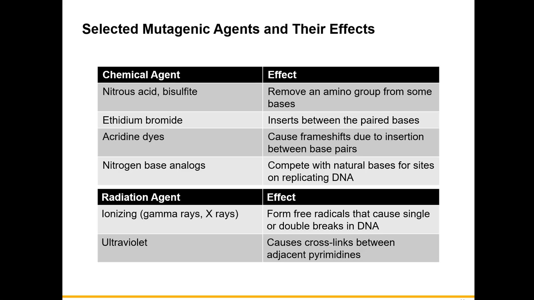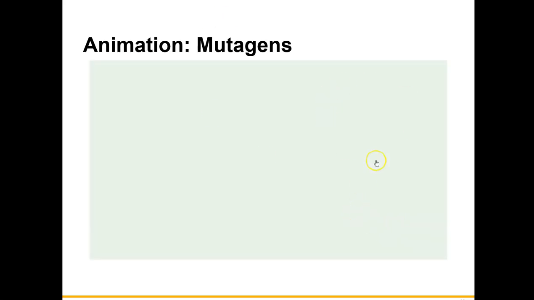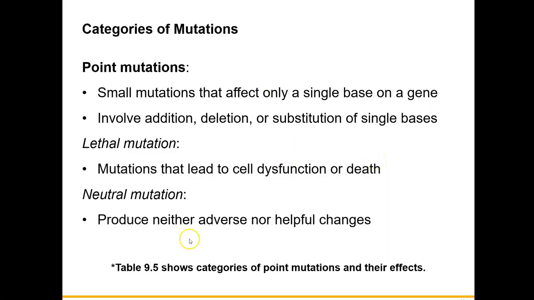And then UV, which we actually do in a lab that we did very recently, and it causes these cross-linkings between the pyrimidines, or the thymine dimers. So it causes these cross-links. And then there's some videos on mutagens, different types of categories of mutations.